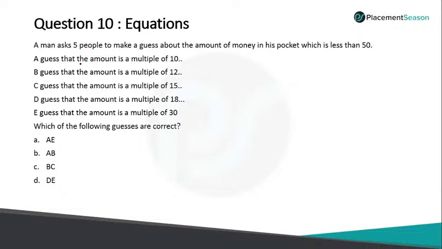D and E. D is 18, E is 30. The least common multiple of D and E is 90: 18 into 5 times is 90, 30 into 3 times is 90. So it's again exceeding 50. So the only possible answer is A. This is how we have to solve these types of questions, right? So it should be option A, right?